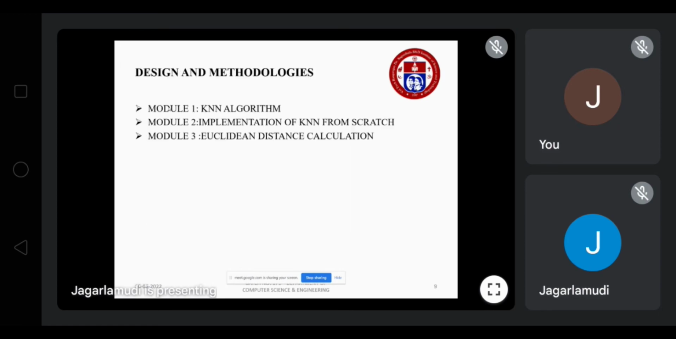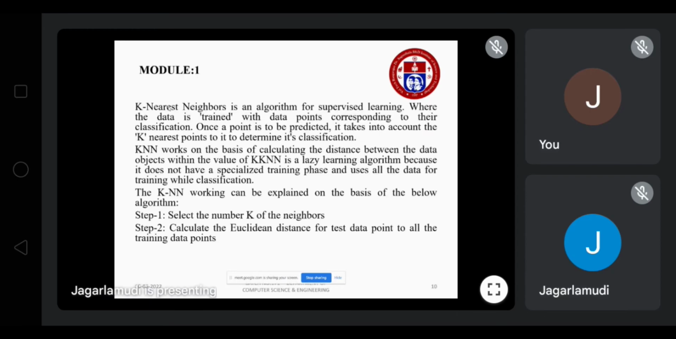This is the design and methodology of our methods. The KNN algorithm is module 1, and implementation of KNN from scratch is the third module. KNN is a naive algorithm from supervised learning, where the data is trained from data points corresponding to the classification. Once a point is to be predicted, KNN works by calculating the distance between one data point and another.